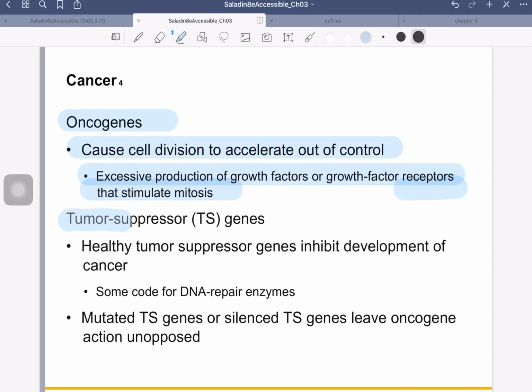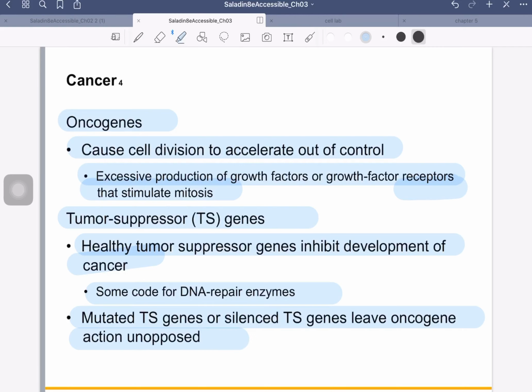There are tumor suppressor genes, and healthy tumor suppressor genes really help to inhibit the development of the cancer. And some of them actually code for DNA repair enzymes, but of course, because often cancer is that the DNA has become mutated, so if you can repair it, you may be able to set it back on the right course. Now, of course, if you have mutated or silenced tumor suppressor genes, then it allows for the oncogenes to act unopposed.